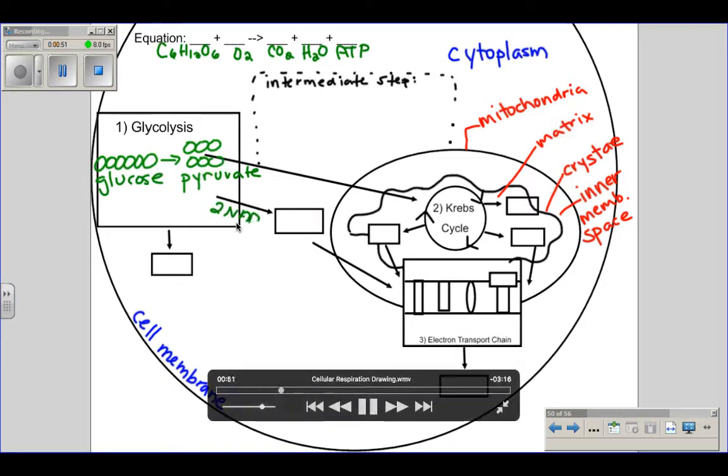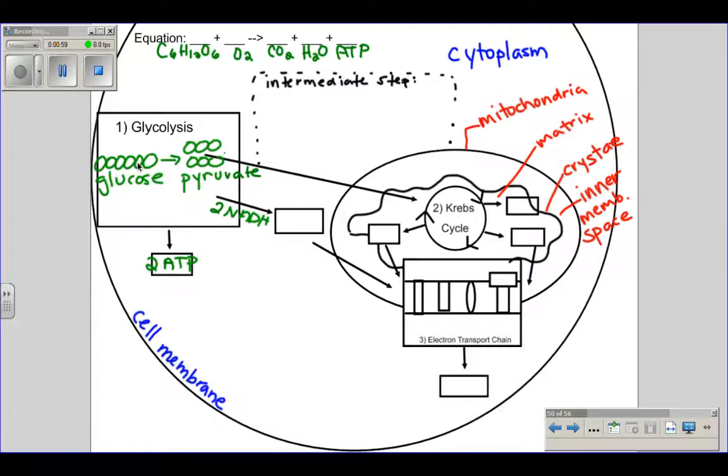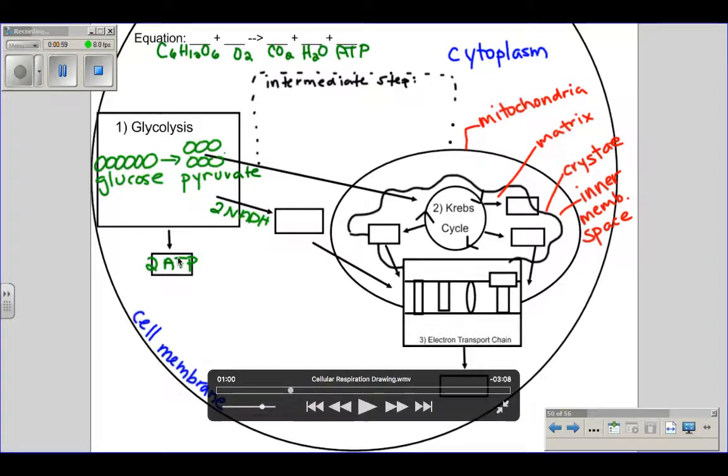Doing that process releases energy, and I'm going to store the energy as NADH. I'm going to end up with 2 ATP. So remember that there's actually 4 ATP that go into this process, glycolysis. 2 is used up to break open the glucose, so I have 2 left over. That's where this number 2 is coming from.